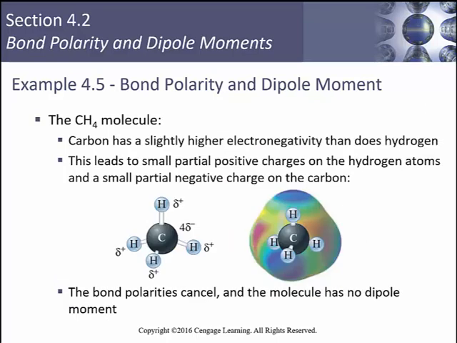In methane, carbon is a little bit more electronegative than the hydrogen, so you're going to have slightly polar bonds between the carbon and the hydrogen. But again, their arrangement, because they're symmetrically opposed to each other, is going to result in cancellation of those polarities, and the molecule has no dipole moment.